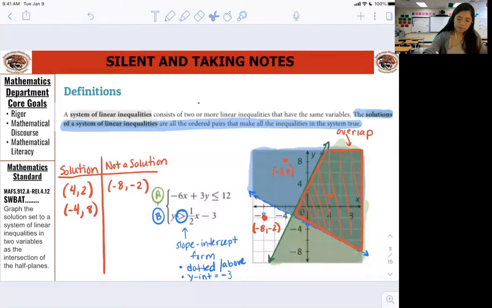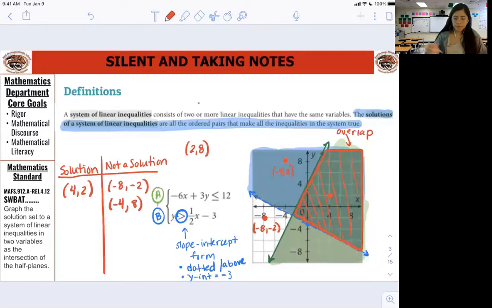Okay. Let's do, so is it a solution or is it not a solution? Oh, it's not a solution, my bad. I put it in the wrong place. Oops. Okay. How about this one? (2, 8). In the solution or not in the solution?